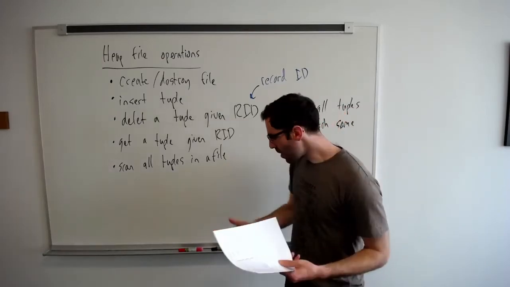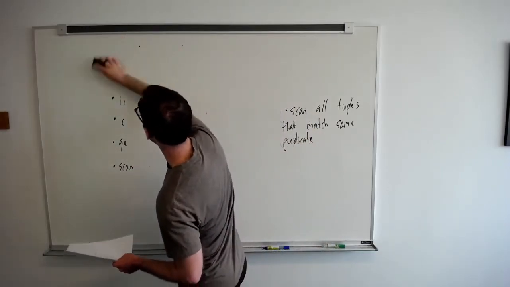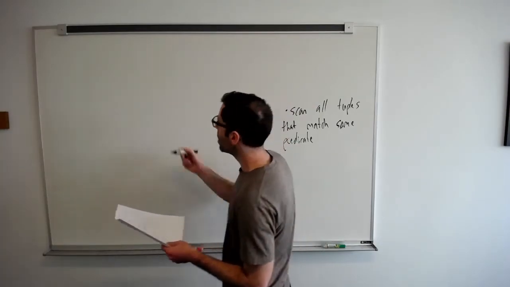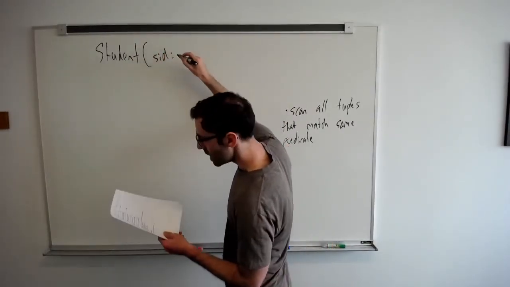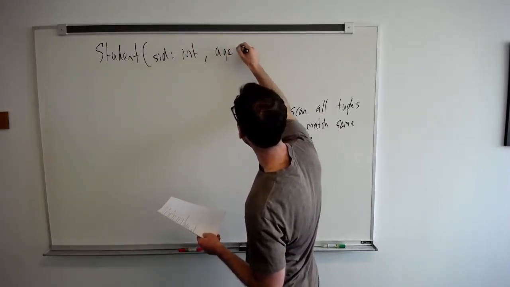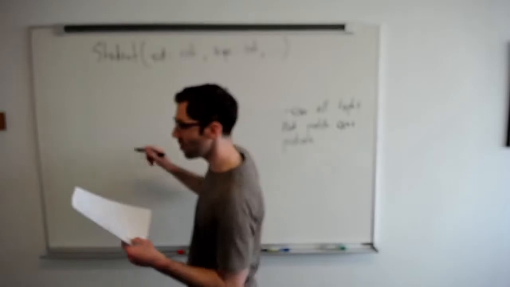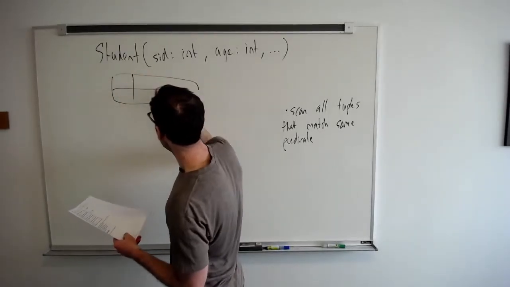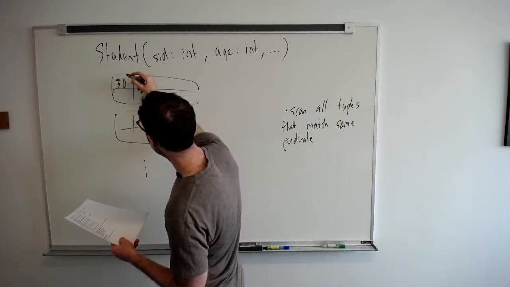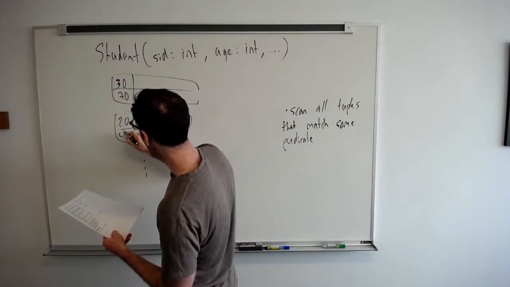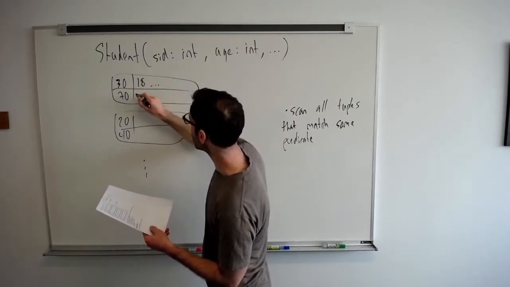So just to make this concrete, let's set up what a heap file would actually look like. Again, we'll take a student relation as an example. There's a student ID that's an integer, an age that's an integer, and other attributes. And our heap file might look something like this, where we have student IDs and then the associated attributes for that tuple. So we'll have ages, and then there'll be other things in there.